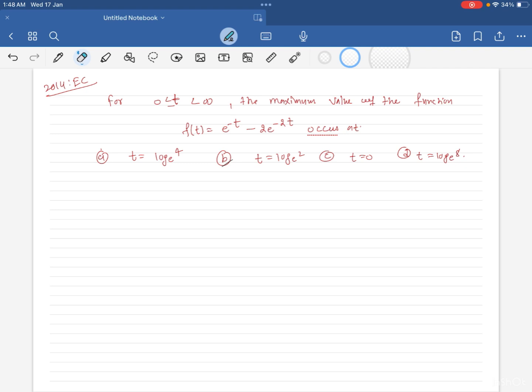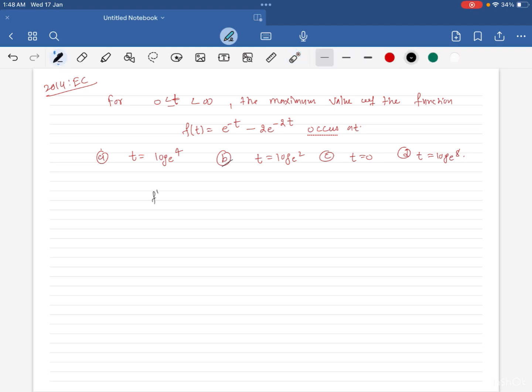Okay, so this question is from EC 2014. For t greater than 0 and less than infinity, the maximum value of the function e to the power minus t minus 2 e to the power minus 2t occurs at. So at what value of t will the maximum value occur?